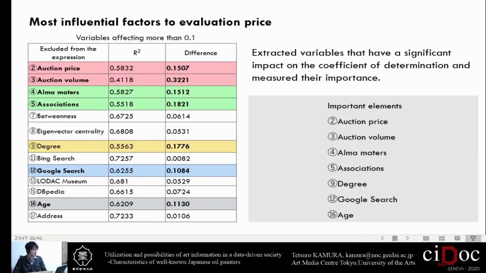This slide shows the most influential factors for evaluation price. We extracted variables that have a significant impact on the coefficient of determination and measured their importance. As a result, we extracted 7 important elements: auction price, auction volume, alma maters, associations, degree, Google search, and age.